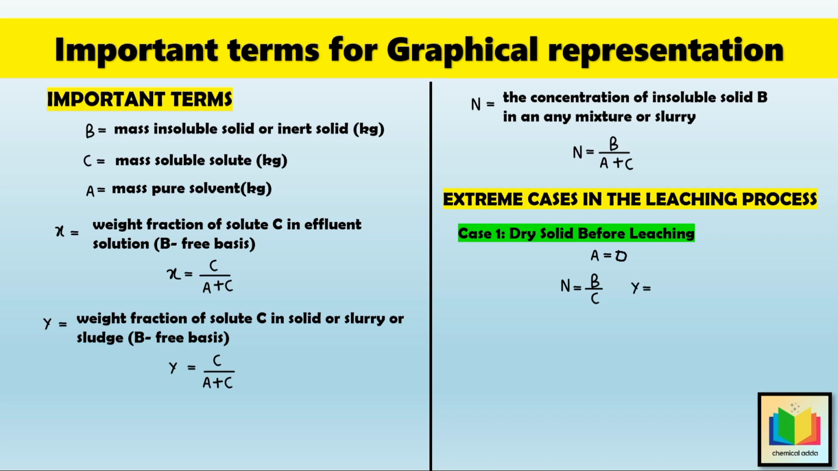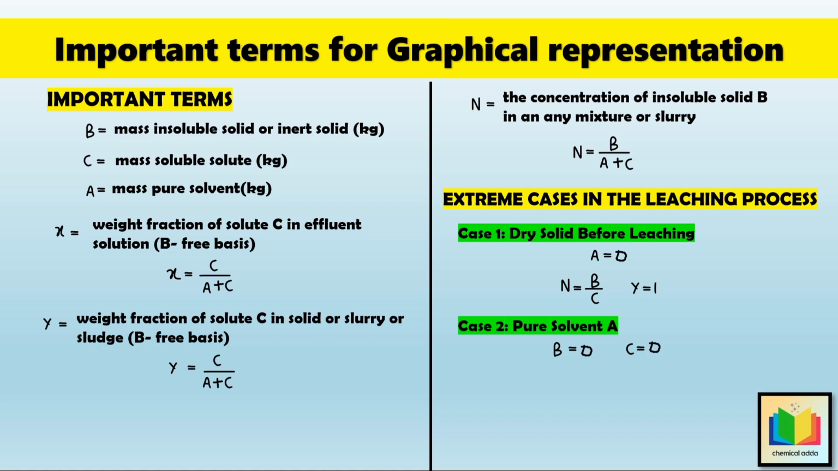Hence, we get Y is equal to 1. Now let's consider the second case, where the solvent is pure. In this case, the system contains only pure solvent A, before coming in contact with the solid B or solute C. That's why we can consider B is equal to 0 and C is equal to 0.